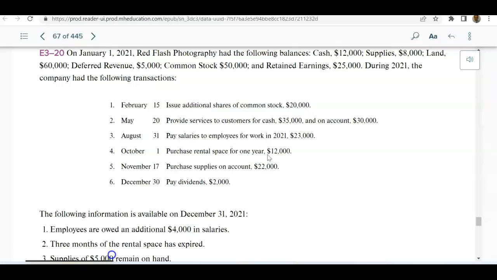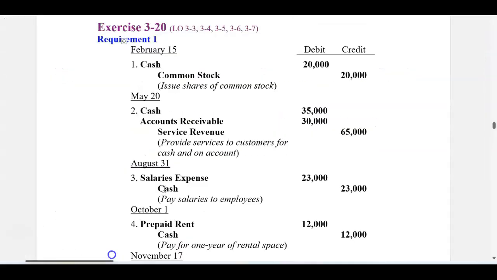$12,000 paid for renting space. So here is prepaid rent for 1 year, $12,000, and that's an asset, and cash is paid, $12,000.